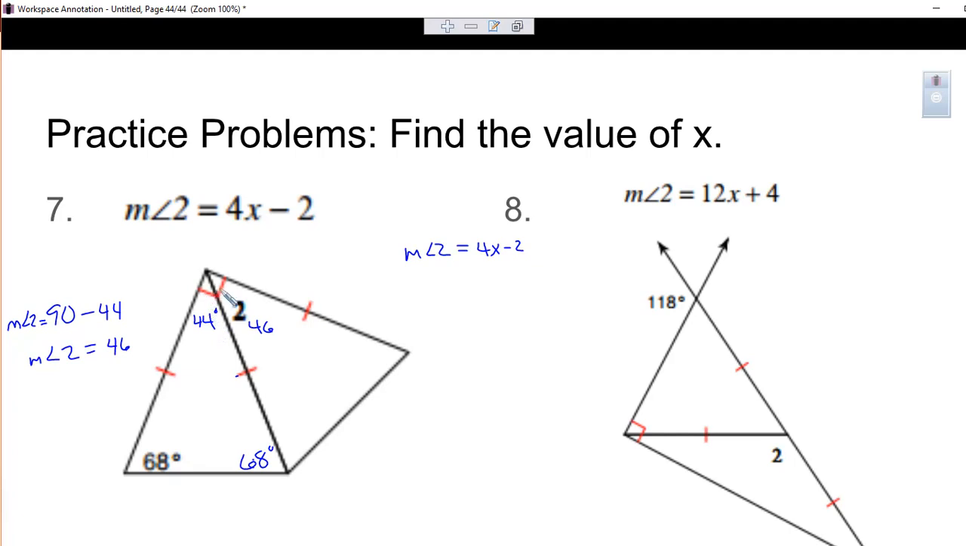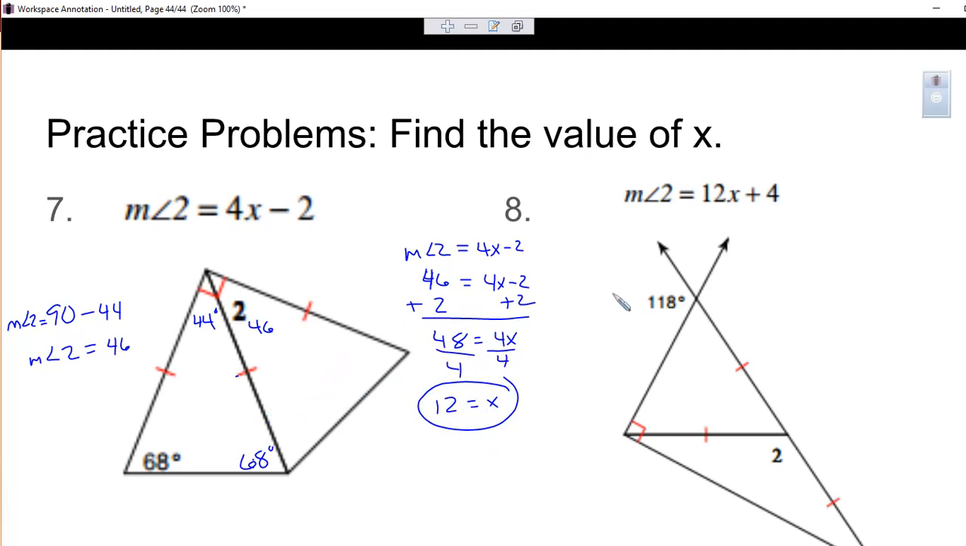Now, this line right here did not bisect because it's not marked that it bisects it. So all we know is that this is a right angle, so angle 2 and 44 should equal 90. So I just take 90 minus 44, that gives us 46. So that tells us the measure of angle 2. So over here I'm going to plug in 46 for angle 2. 4x minus 2. So we add 2. 48 is equal to 4x, divided by 4, and x is equal to 12.